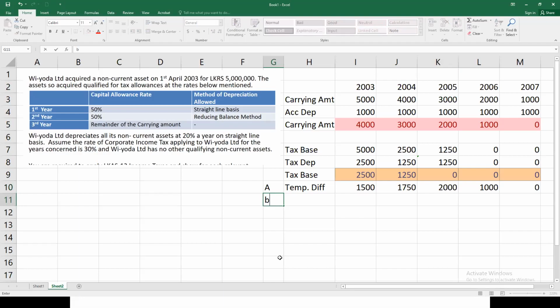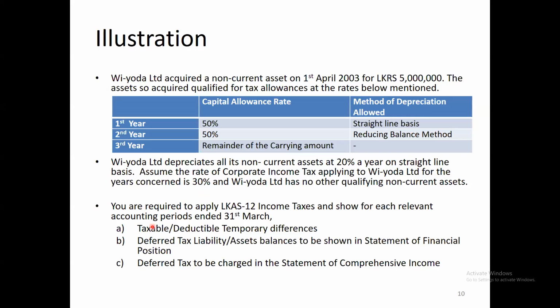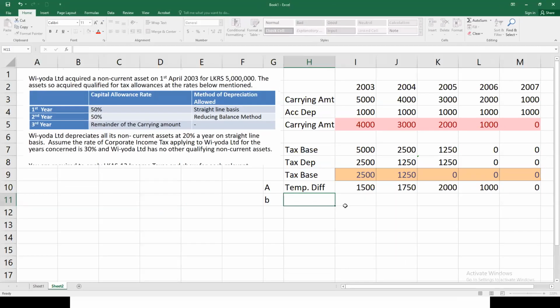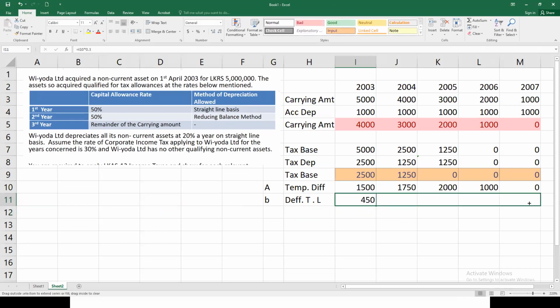Then question B: the deferred tax liability or asset balance to be shown in the statement of financial position. Now we calculate how much the deferred tax liability is. We know the tax rate is 30%, isn't it? Then the temporary difference into 30%, that is 450. Right? C.